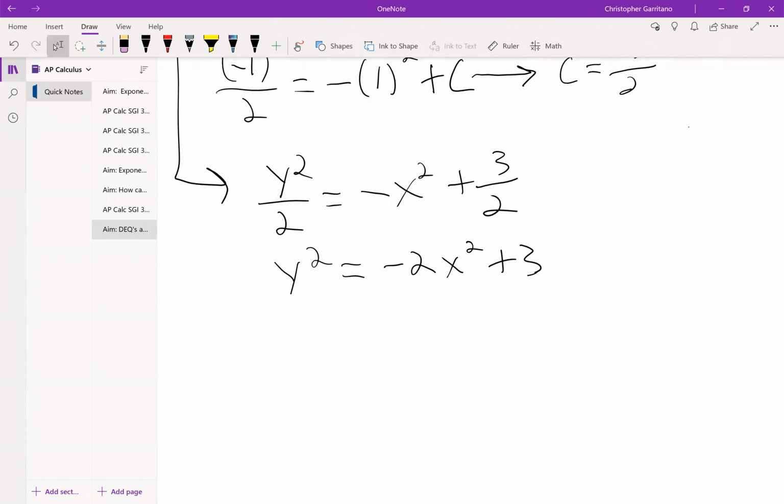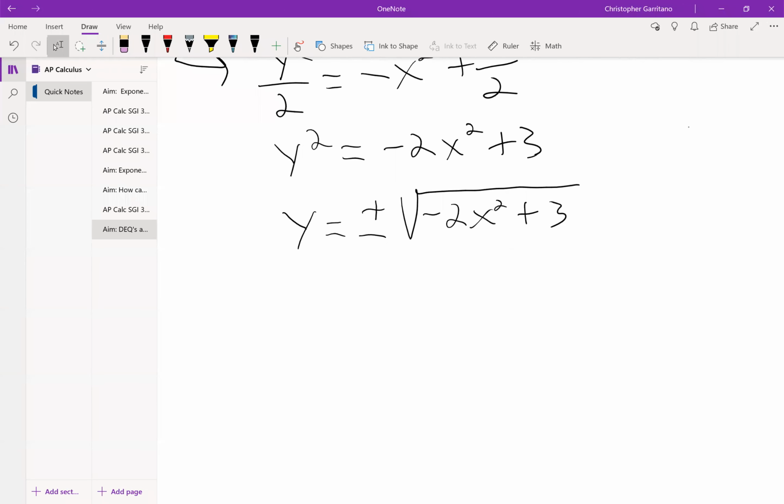And I still have an isolated y. I have to get rid of that exponent. So I'm going to apply radical to both sides. And I will have y is equal to plus or minus radical negative 2x squared plus 3. All right, now the issue is I have to specify which branch I'm actually using. There's a positive branch, there's a negative branch. Based on our initial condition, which one do you think we're using? So I'll let you think about it for a moment.